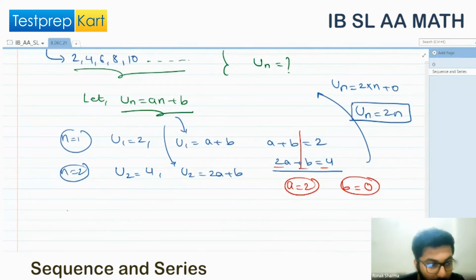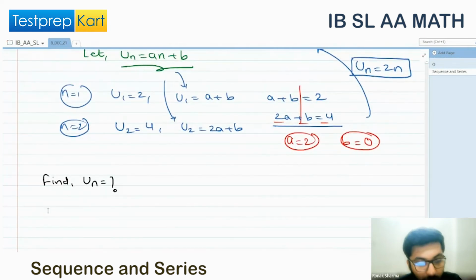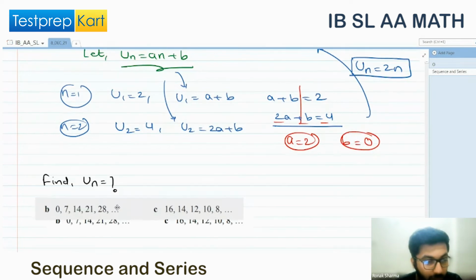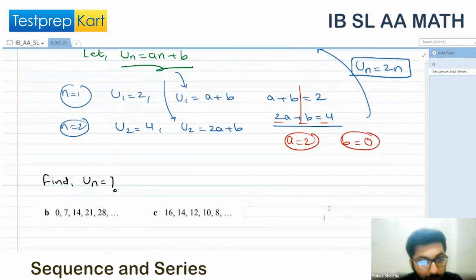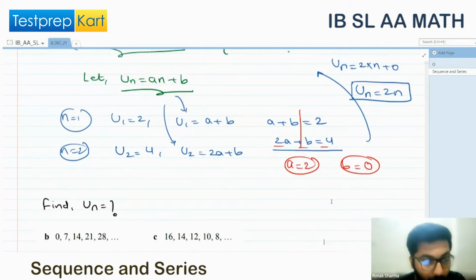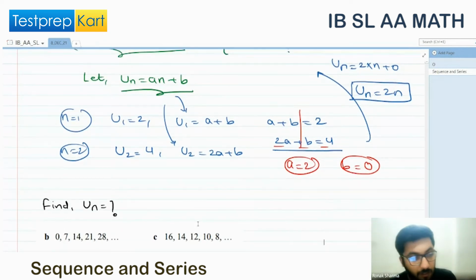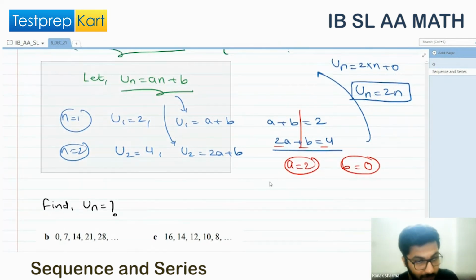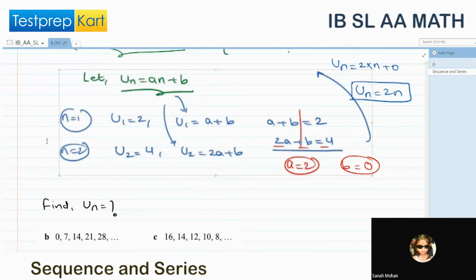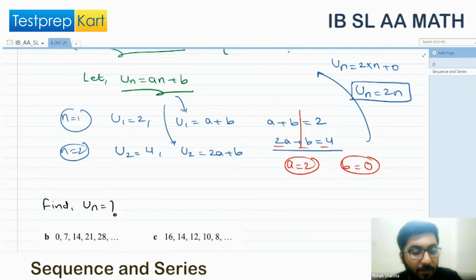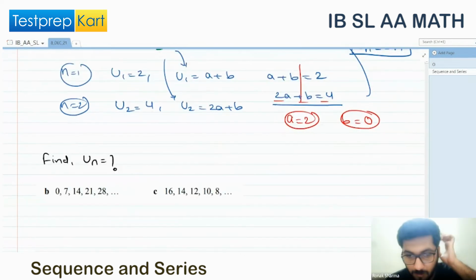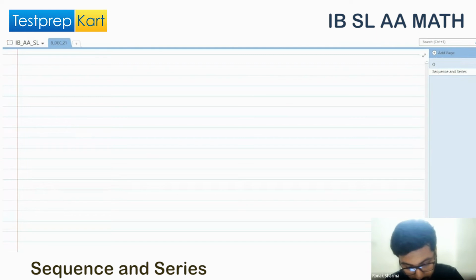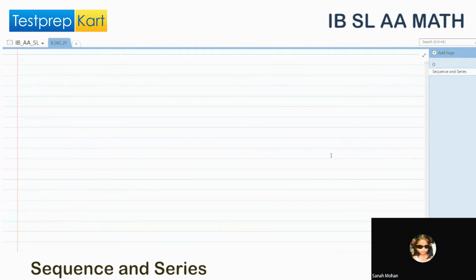So please tell me what will be un. Find un for these two. I'm giving you 3 minutes. You can apply the same format, the same methodology that we just followed in this example. Yes, for B part you got it. What is un? I haven't got it yet.